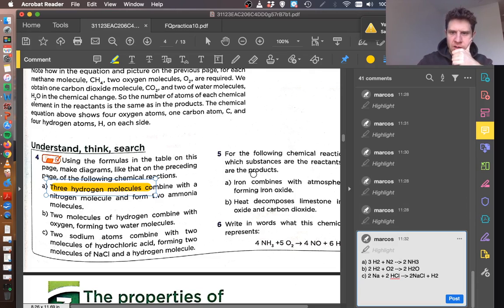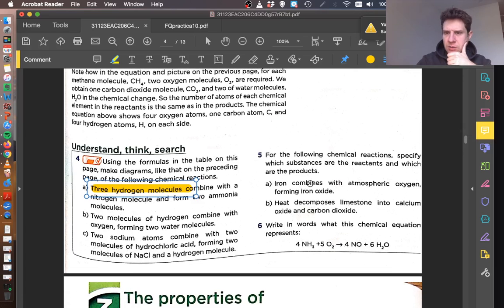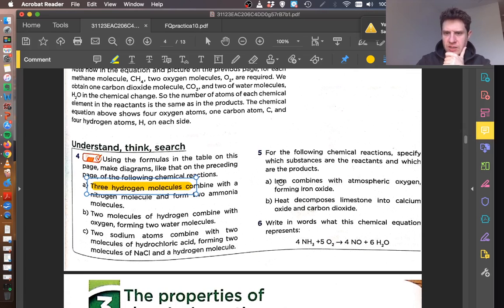And what about here? We have a comment here, and we have here: iron combines with atomic oxygen.